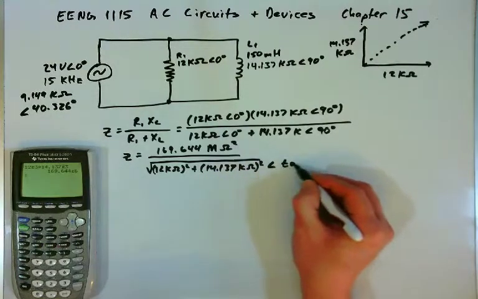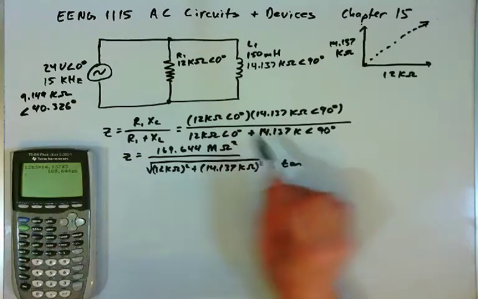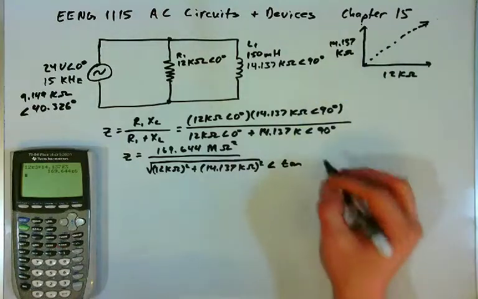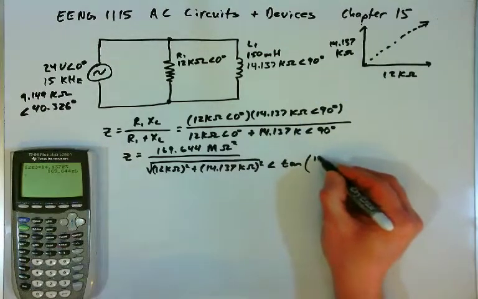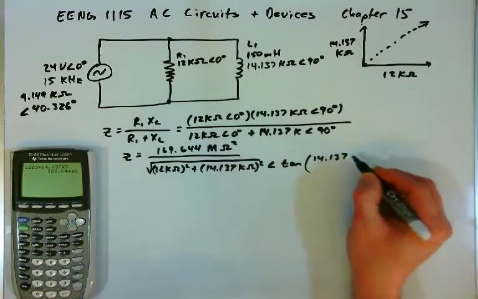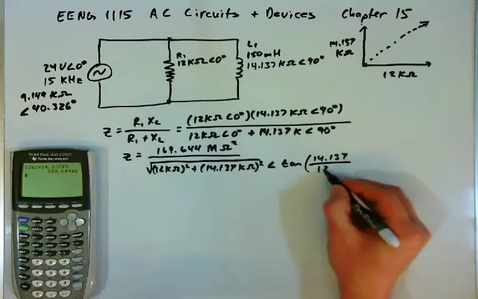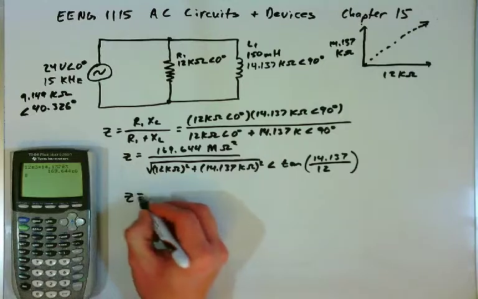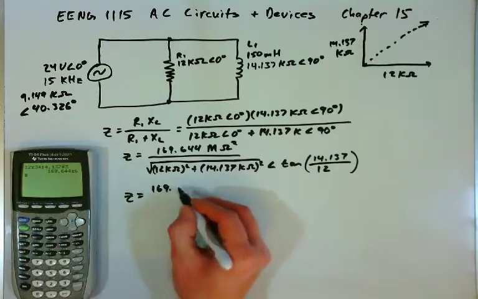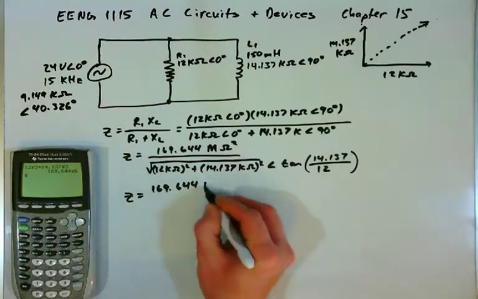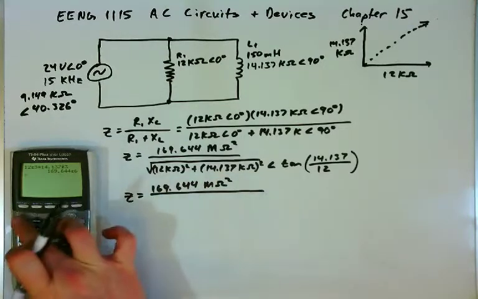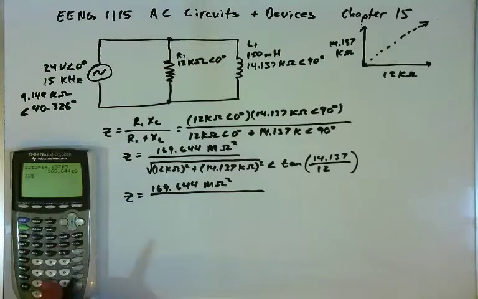And the angle will be the inverse tangent of always the y over the x. And in this example, you see that the y component now is positive. So the y component is 14.137 kilo ohms divided by 12 kilo ohms. The kilo ohms will cancel. So our total impedance will be 169.644 mega ohms squared divided by, and so we'll take the square root of 12 kilo.